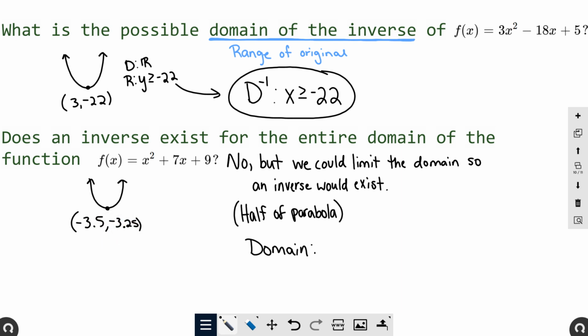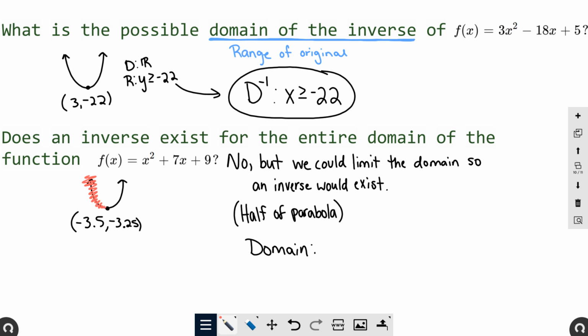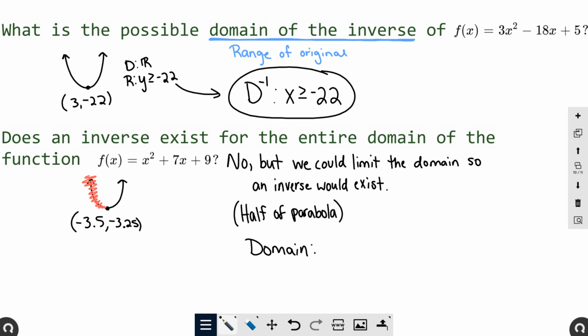Okay, great. Now, with domain, what values do we talk about, x or y? X. And we said if we got rid of half of our parabola, then the inverse would exist. So if we limit our domain to just half of the x values, then the inverse would exist. You can either use greater than or less than here. It doesn't matter. I'm going to do the right side, so as long as my x values are more than 3.5, I wouldn't have any repeated numbers that would make my domain work.